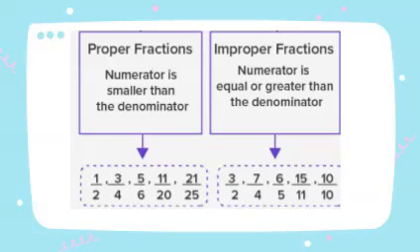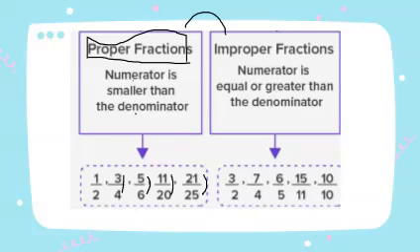So just to summarize, what did we say? We said that proper fractions are fractions that have a numerator smaller than the denominator. Let us take an example. 1 over 2, 1 is smaller than 2. 3 is smaller than 4. 5 is smaller than 6. 11 is smaller than 20. And 21 is smaller than 25. So all of these are called proper fractions, where the numerator is smaller than the denominator.